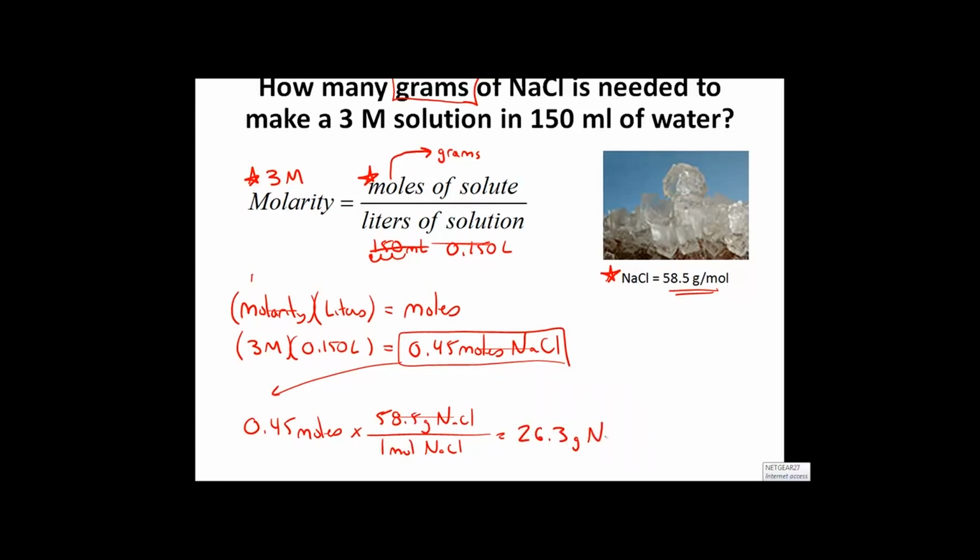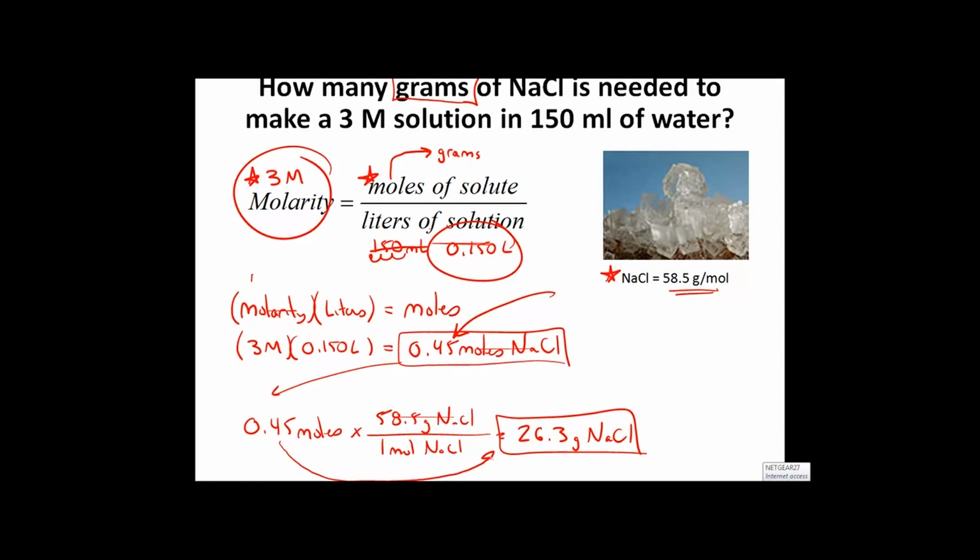26.3 grams of NaCl. So the question, going back to originally, it said how many grams of NaCl is needed. And so if we're looking to make a 3 molar solution using 0.150 liters of water, how many grams would I need? Well, we first found out that I needed 0.45 moles, but when we convert moles into grams, we find out that it actually means 26.3 grams of NaCl.